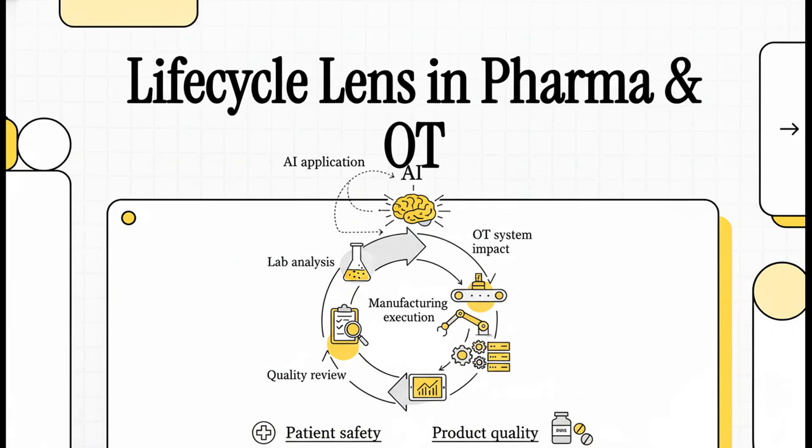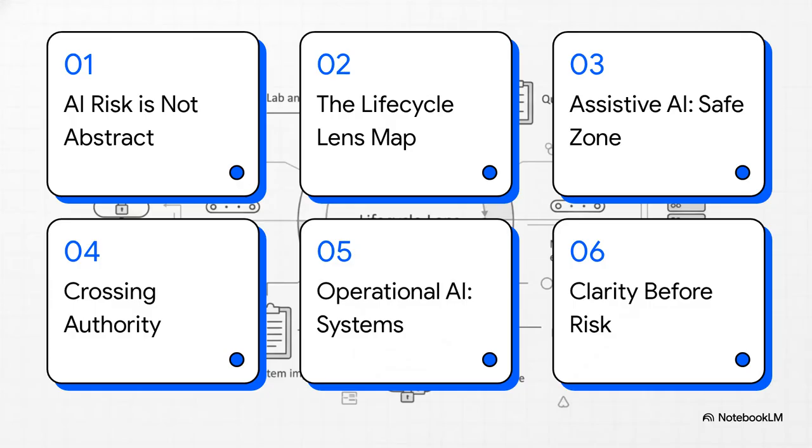You hear about AI everywhere, right? But how do we actually apply these abstract concepts in the real, highly regulated world of pharma and life sciences? How do we cut through all the noise and use AI safely when patient health and product quality are literally on the line? That's exactly what we're going to break down today. Let's dive in.